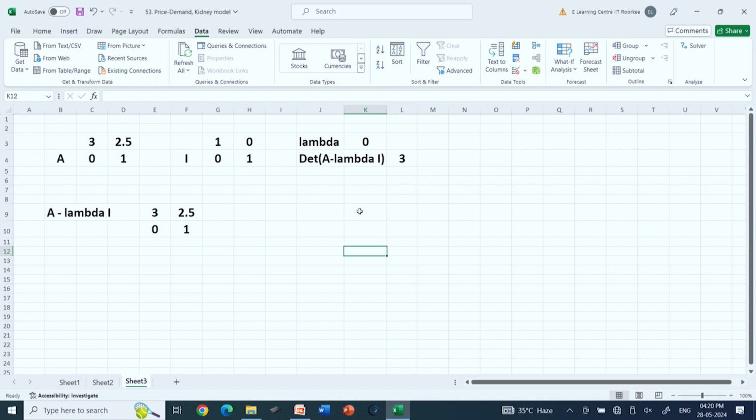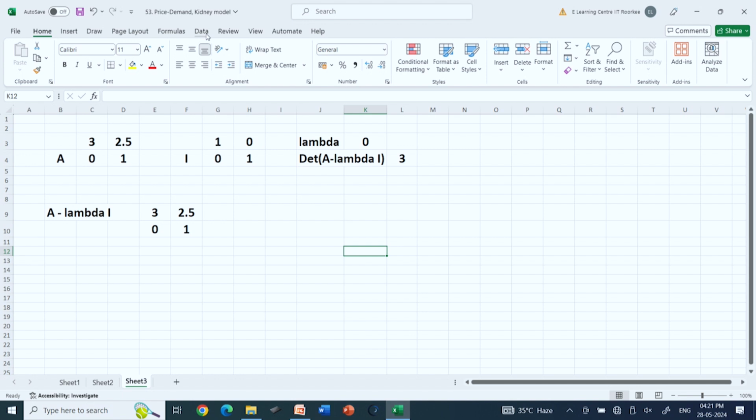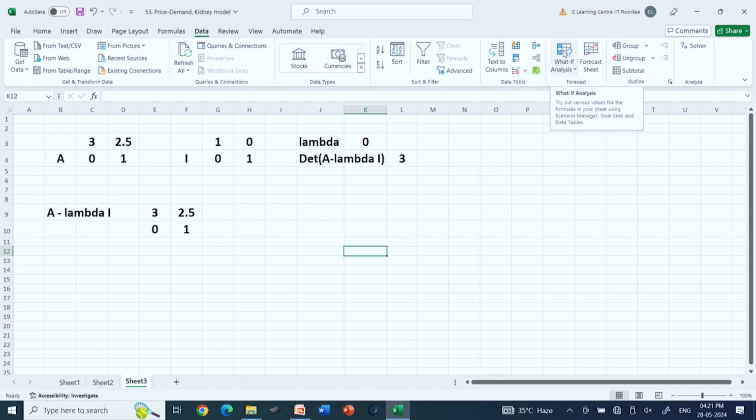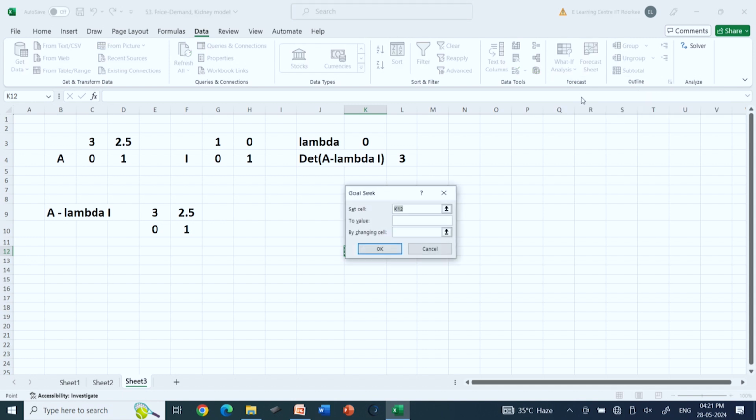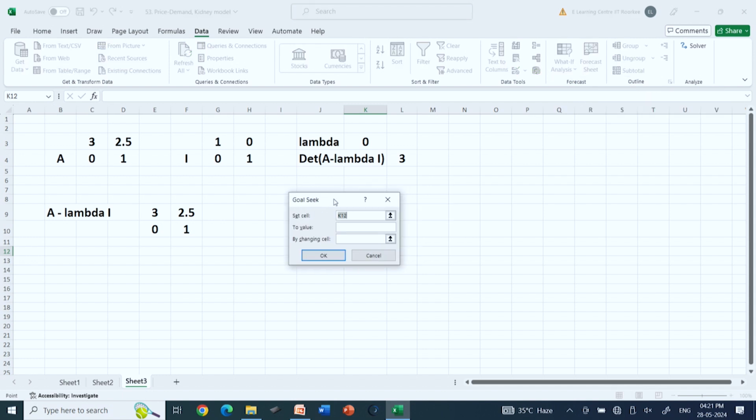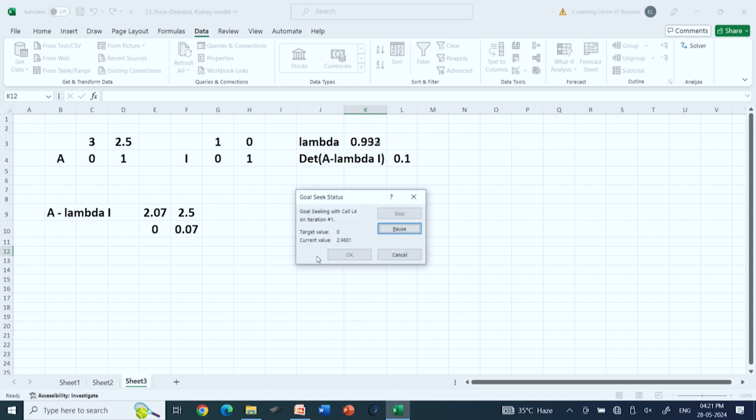Now, the final step is that you go to Data, then go to What-If Analysis and click Goal Seek. So, what is your goal? The goal is that this determinant of A minus lambda I will be equal to 0. So I click this cell. This cell value is 3, and we want the value 0, and you do that by adjusting the values of lambda. So you click this and click OK.